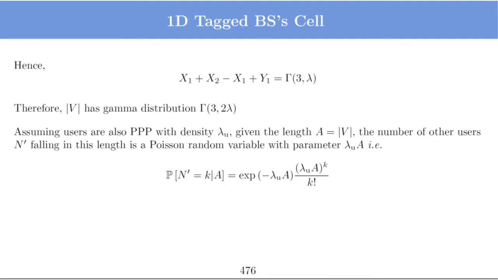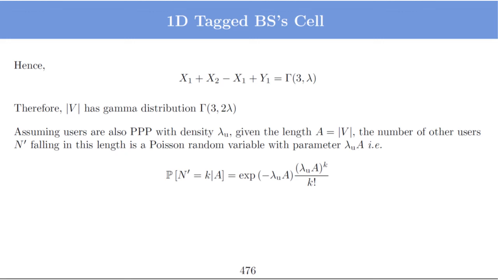So this is the distribution of the Voronoi cell. Now condition on the length of this Voronoi cell. If we assume PPP users, then conditioned on this length, the number of users falling in this cell is a Poisson random variable with parameter lambda u, which is the density of users, times the length of the region, which is A. Okay, so Poisson means it has the following distribution.